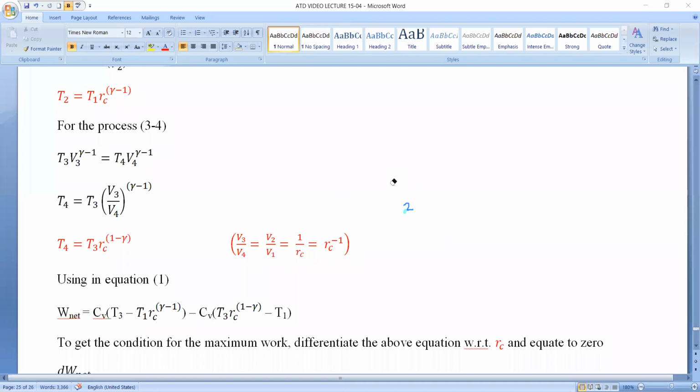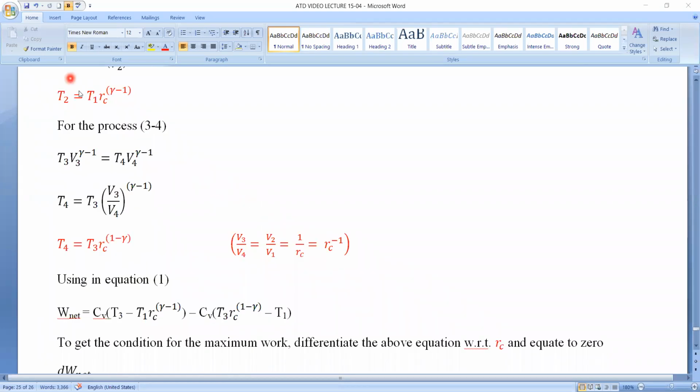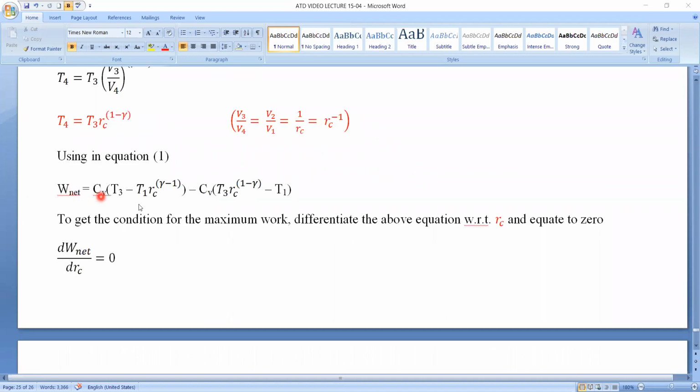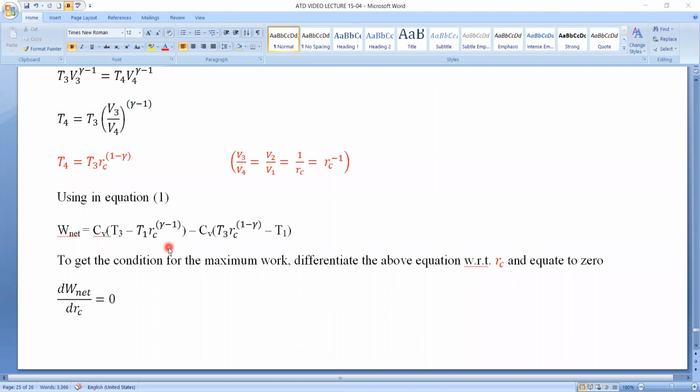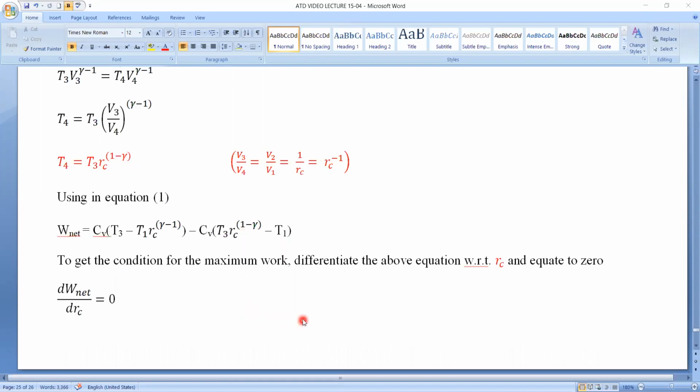Next, we have to substitute T2 and T4 in equation number 1, because we want the final equation in terms of T1 and T3. So W net equals CV into T3 minus T2, where T2 is T1 RC raised to gamma minus 1, minus CV into T4 minus T1, where T4 is T3 RC raised to 1 minus gamma.